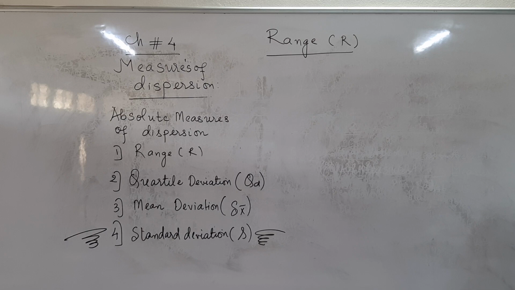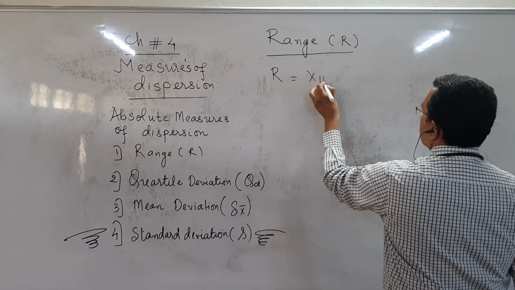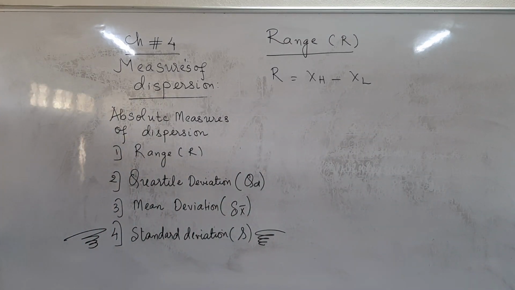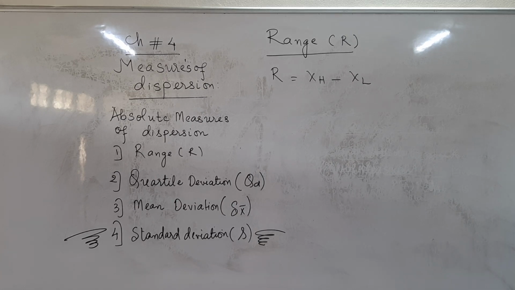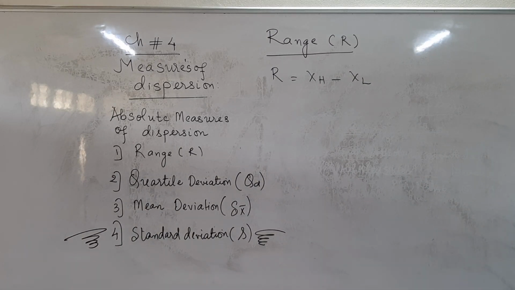So what is range, students? All of you know the difference between the highest observation and lowest observation of the given data is called range of the data, denoted by capital R. XH, H suffix denotes the highest observation in terms of numerical value, and XL, L suffix denotes the lowest observation in terms of numerical value. So in short, the difference between the highest observation and the lowest observation of the given data is called range. The formula to find range is R is equal to XH minus XL.